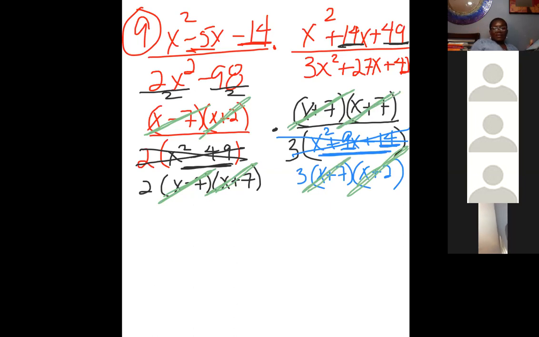All right, guys. So now that we're done canceling out the like factors, what would be the simplified version of this problem? You guys tell me. What's the simplified form? Do you guys see it? Go ahead. Anybody?